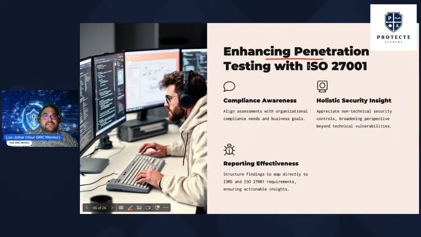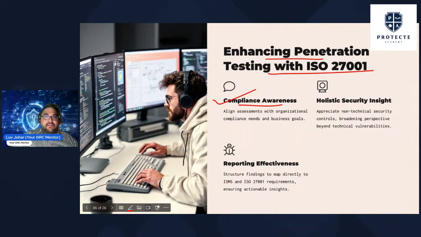Enhancing penetration testing with ISO 27001. So we have penetration testers now. As a pen tester, you need to know about the compliance. You need to know what all compliance exists in the industry, what all compliance are there as an organization, before you perform the pen test. It is very important. So that's where ISO 27001 will help you.